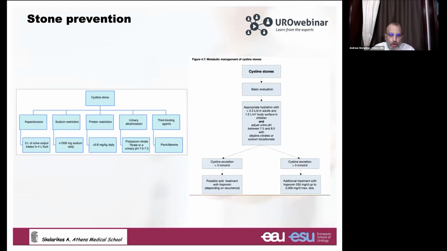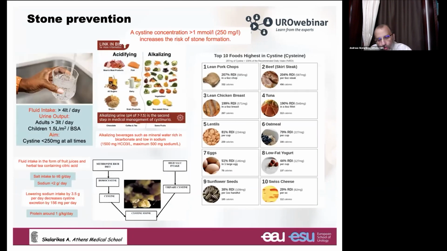Stone prevention follows stone treatment, and prevention measures include adequate fluid intake. One should take more than 4 liters per day in adults and more than 1.5 liters per square meter of body surface in children. Reduce protein intake to 1 gram per kilogram per day, and we should be careful when we reduce protein intake in children. Low salt intake, less than 6 grams per day, will result in low sodium intake, less than 2 grams per day, as well as the avoidance of food rich in cystine and methionine, which is a precursor of cystine, such as eggs, Swiss cheese, tuna, and others that you can see on the slide.